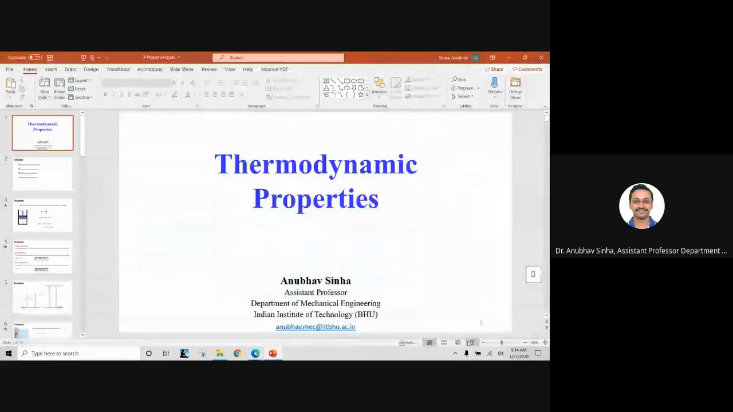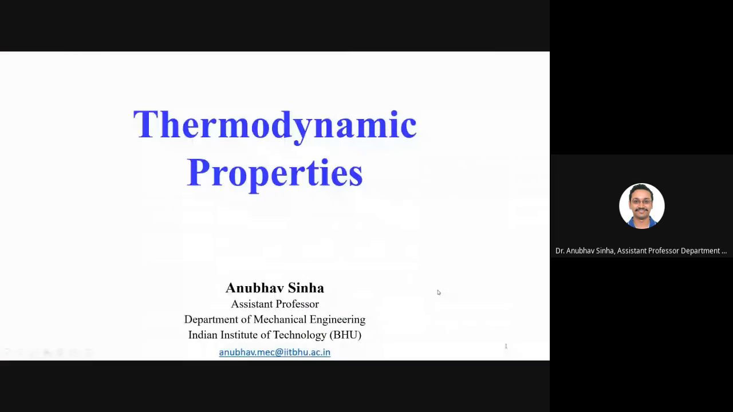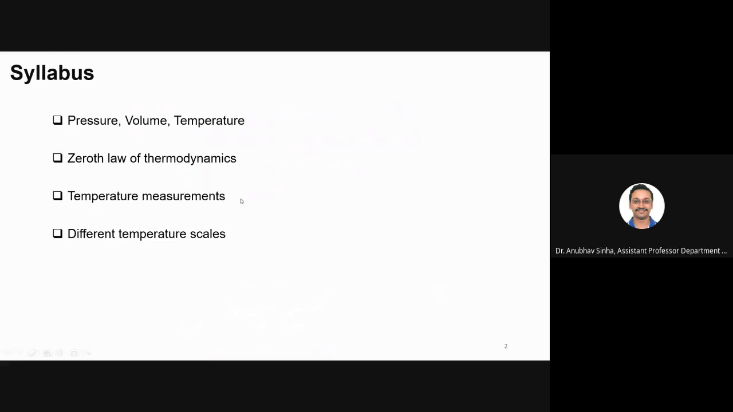Now let us go to the third topic, thermodynamic properties. Okay, so this is again the basic building blocks of the subject. So based on this, we'll build upon other advanced topics. Okay, so in the syllabus we have these key points.